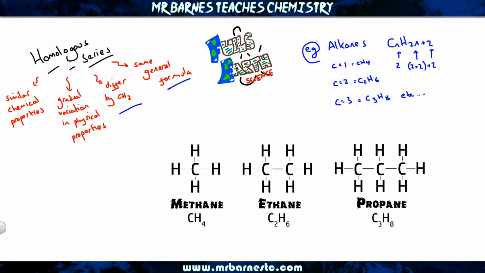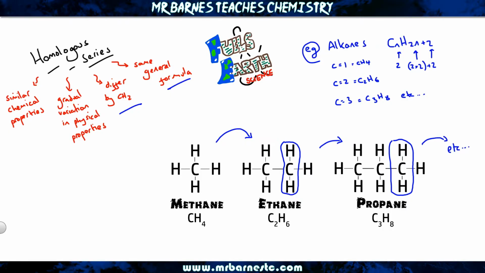Now the second property I talked about, they differ by CH2. So as I go from methane to ethane, all I'm doing is adding a CH2, which I've circled here. And the same from ethane to propane. So every time carbon goes up by 1, I get an extra CH2 molecule.